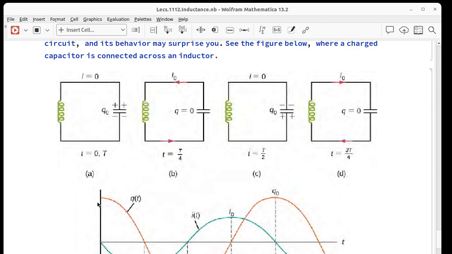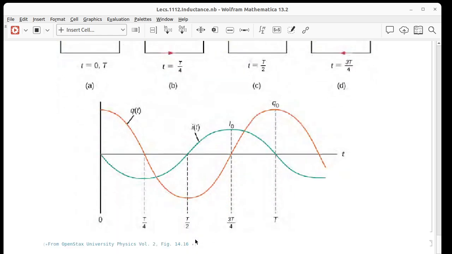You can see a plot of charge on the capacitor at a peak when we start and current in the inductor being 0. Then by the time charge gets to 0 on the capacitor, current is at a peak one way in the inductor, and they just keep going back and forth like that. You can tell one of these is a sine, one of these is a cosine, or one of them's a cosine, one of them's a negative sine, however you want to think of it.